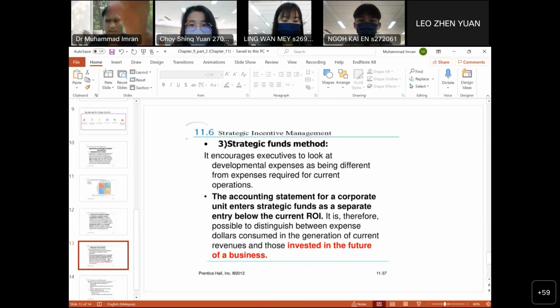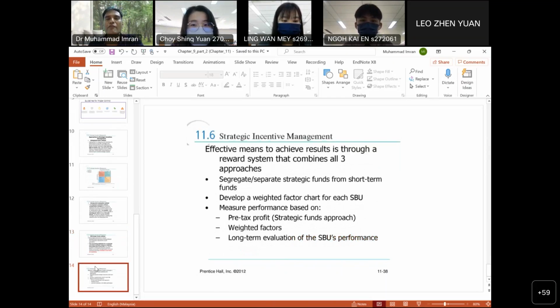For the theory, you can read this one. The main concept I have already delivered to you. The last slide is effective means. They said we should go for all 3. Effective means to achieve the result is through a reward system that combines all 3 approaches. Which 3 approaches?